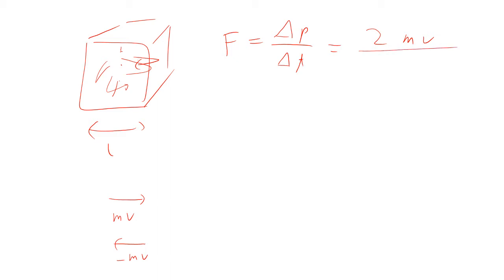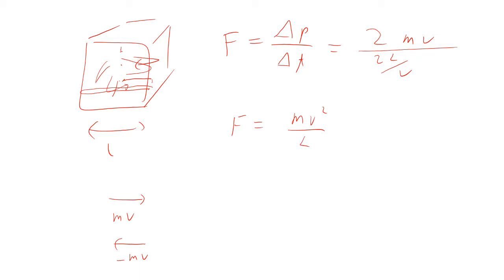Now, the time is going to be, if you imagine just one molecule going back and forth, it bounces off one side, goes to the other side, comes back. So the time is going to be the distance divided by the speed. Well, the distance is 2L divided by v. And so what we get here is that the force for one molecule is going to be equal to mv squared over L.